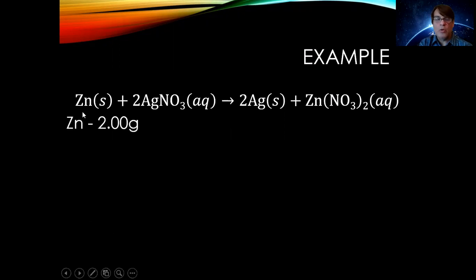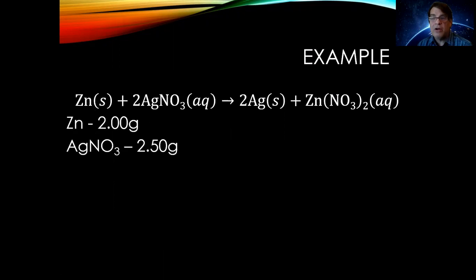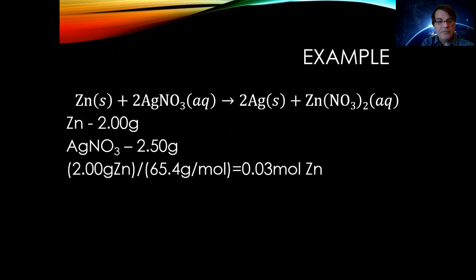Now let's say that they only give us, well, we don't know yet what the limiting reactant is, right? They give us 2 grams of zinc, and they give us 2.5 grams of silver nitrate. So we're going to mix these. Maybe it's exactly right. Let's find out. What's the limiting reactant if there is one here? So let's find out moles. The grams don't mean anything. We've got to figure out the moles, right? So we've got 2 grams of zinc.